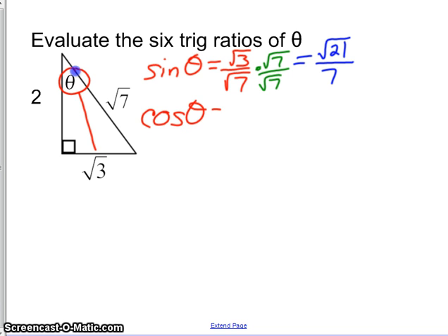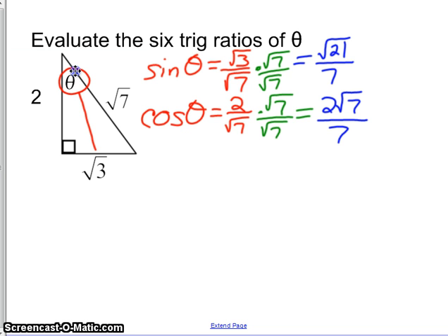Cosine is adjacent over hypotenuse, so that would be 2 over the square root of 7. Again, I'm going to rationalize. So I have 2 square root of 7 over 7. Tangent is opposite over adjacent, so that would be square root of 3 over 2. And here I don't have any radical in the denominator, so I don't have to worry about simplifying that.